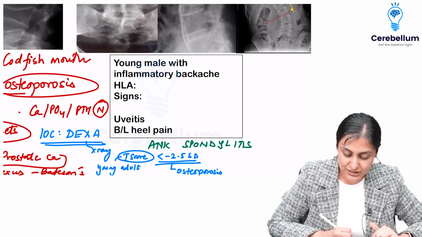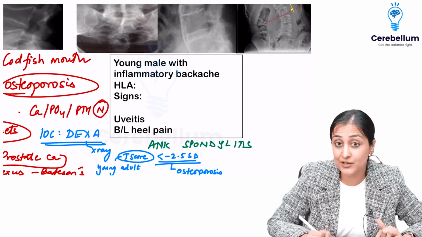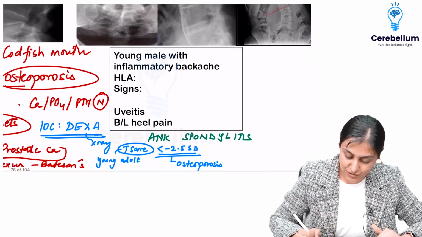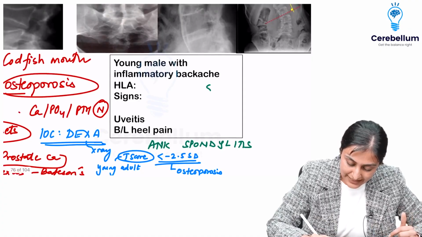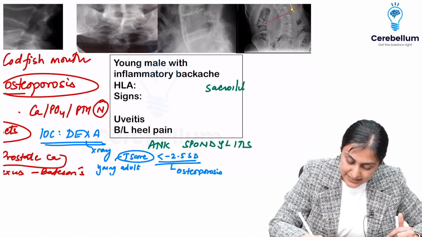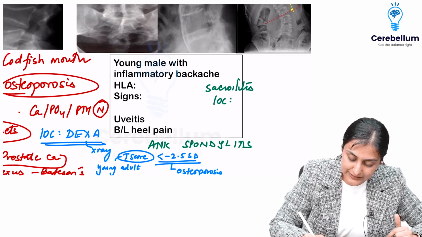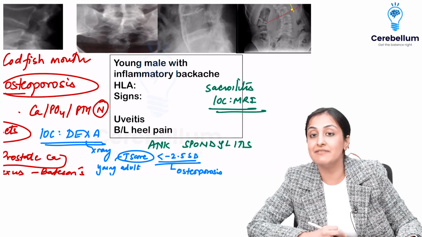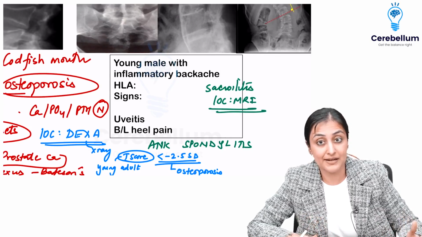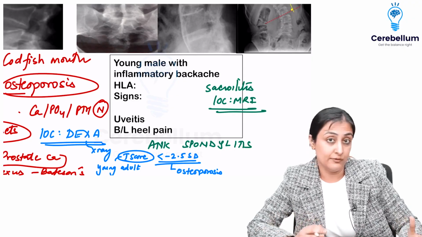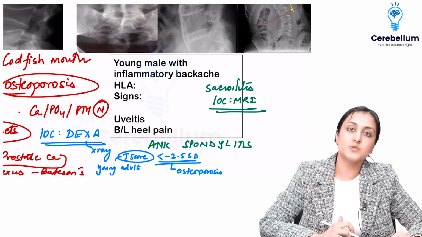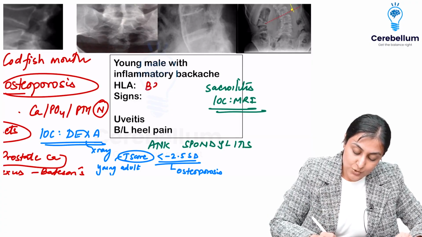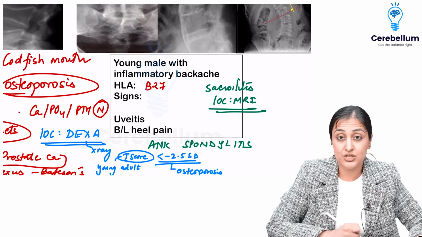So this actually starts off with sacroiliitis. So the earliest finding here, remember, is actually sacroiliitis. This sacroiliitis can be picked up on an MRI. So the investigation of choice, or the most sensitive investigation of choice, is MRI, and then it involves the spine, where the spine becomes completely fused. HLA-B27, as you know, is associated.